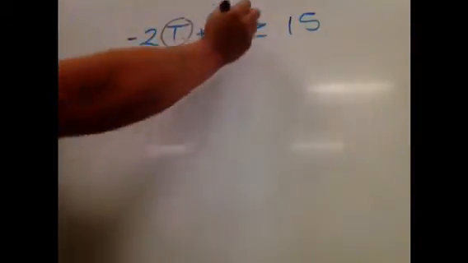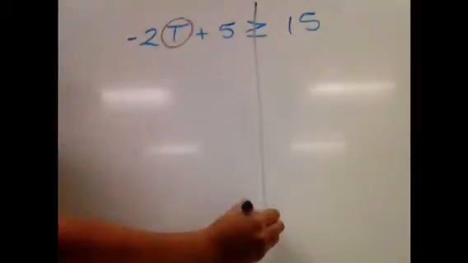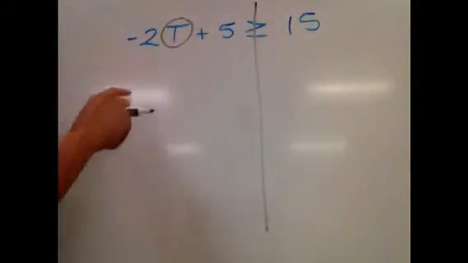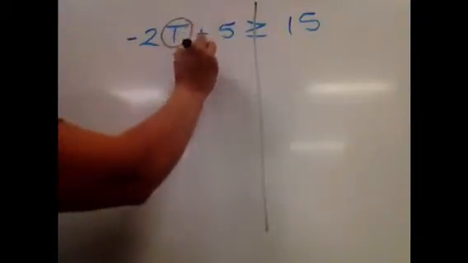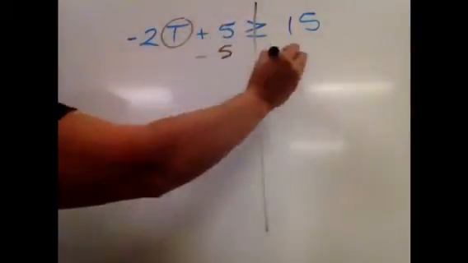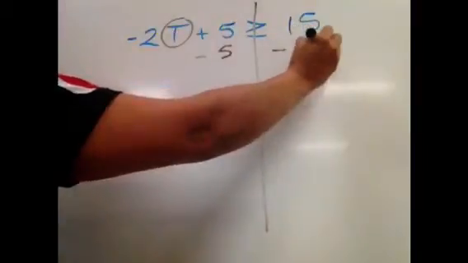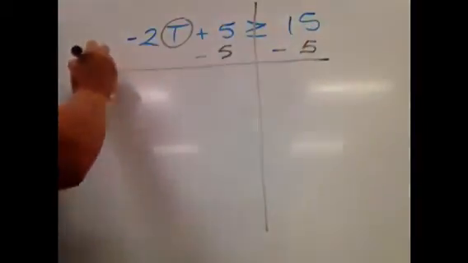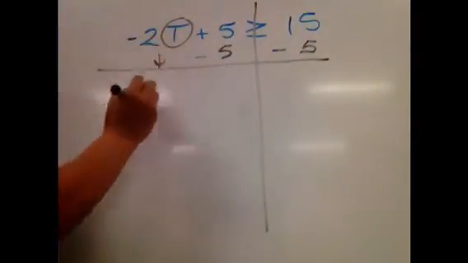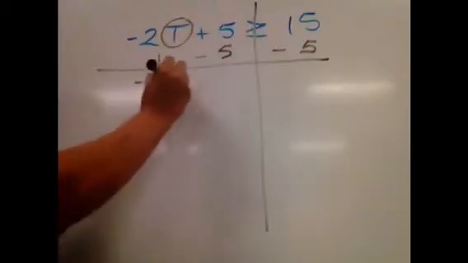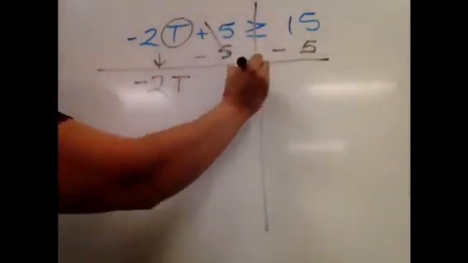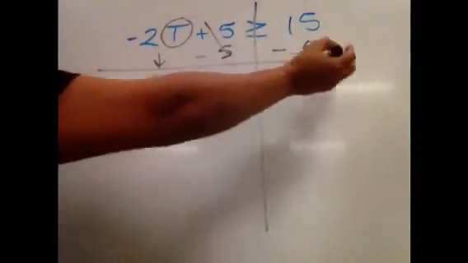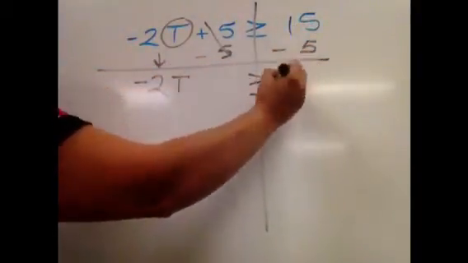There it is. One more time, we're going to go straight down. All right, let's start with adding or subtracting, correct? Let's subtract 5 from both sides. We're going to bring this straight down. Negative 2t. This cancels. All right, 15 minus 5 is 10.